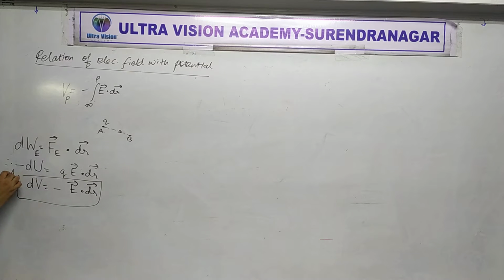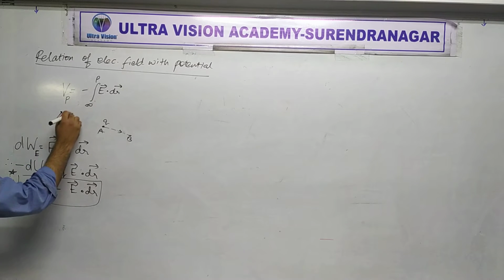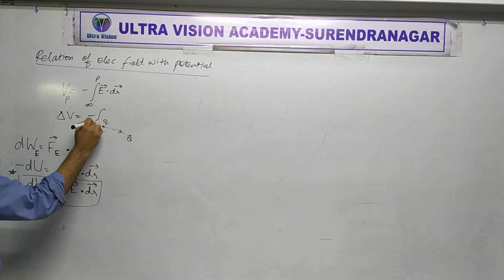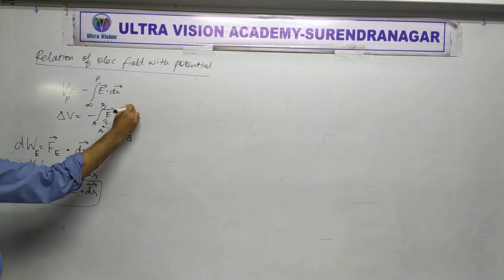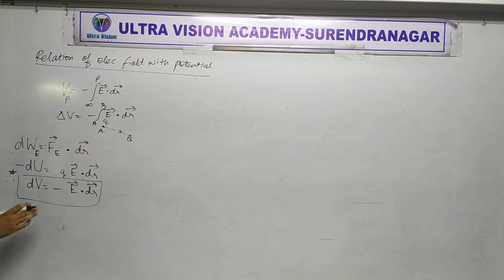You all understood how we got V, because when you divide by q, U upon q becomes V. q is a constant, that's why we don't have to worry about it in differentiation. So delta V, the potential difference between two points A and P, is given by this relation. This is the form with integration and this is the form without integration.